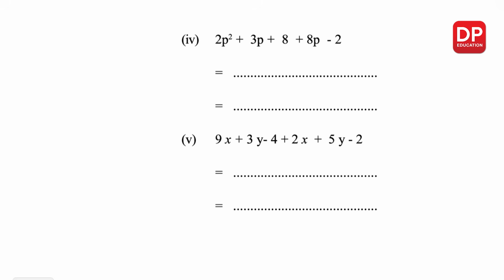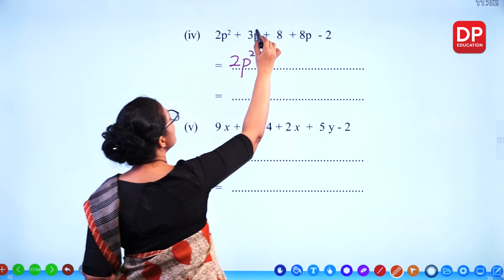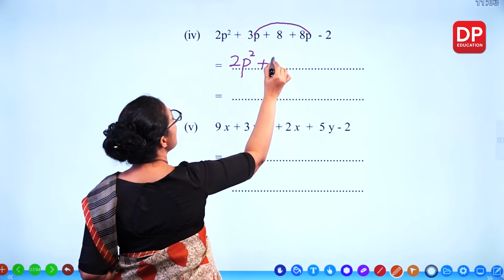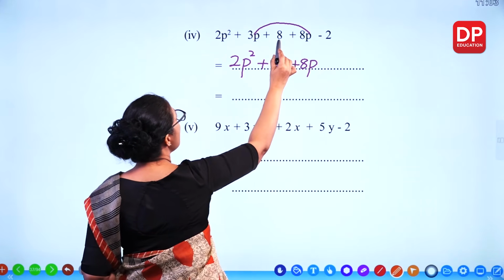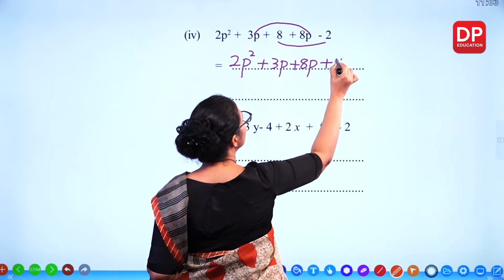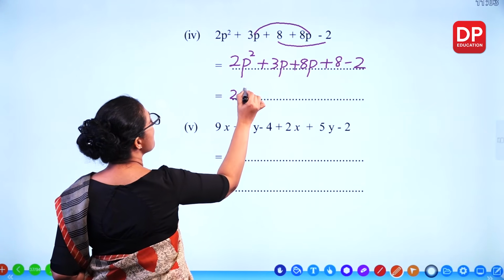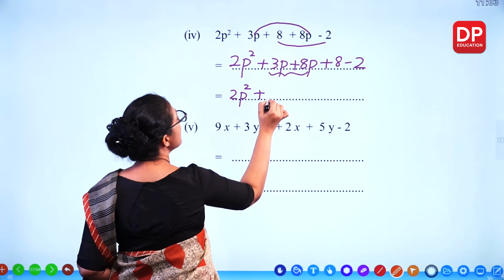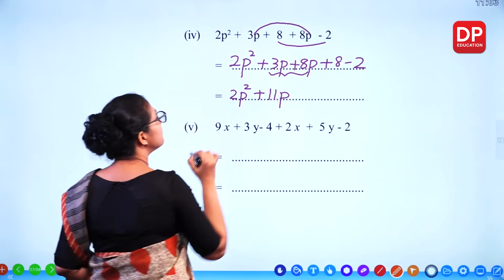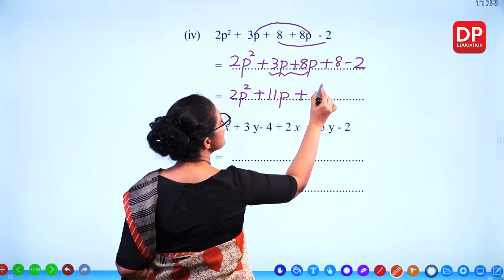These ones you can write together first. 2p squared, you can't do anything. 3p and 8p you can write together. And 8 and minus 2. So 2p squared, these two we can add. 8 plus 3, 11p. 8 minus 2, you get 6.